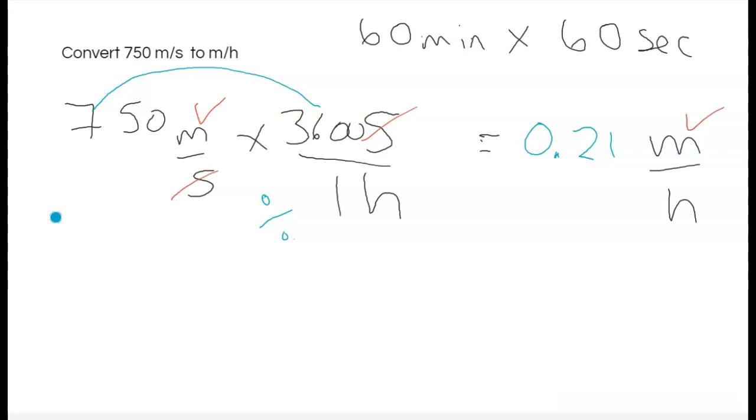So 750 times 3,600 is giving me 2,700,000, which I'm going to write as 2.7 times 10 to the power of 6 meters per hour.